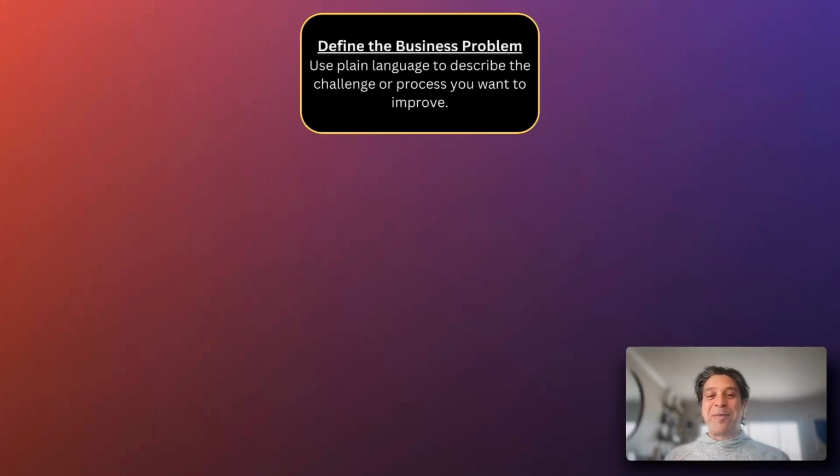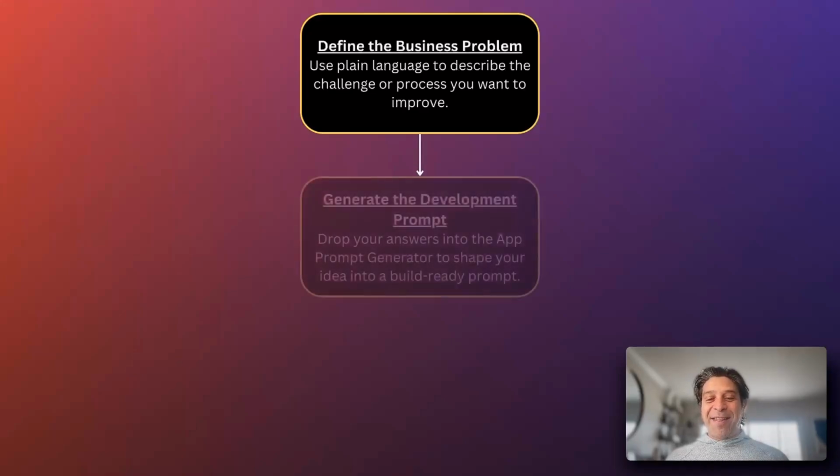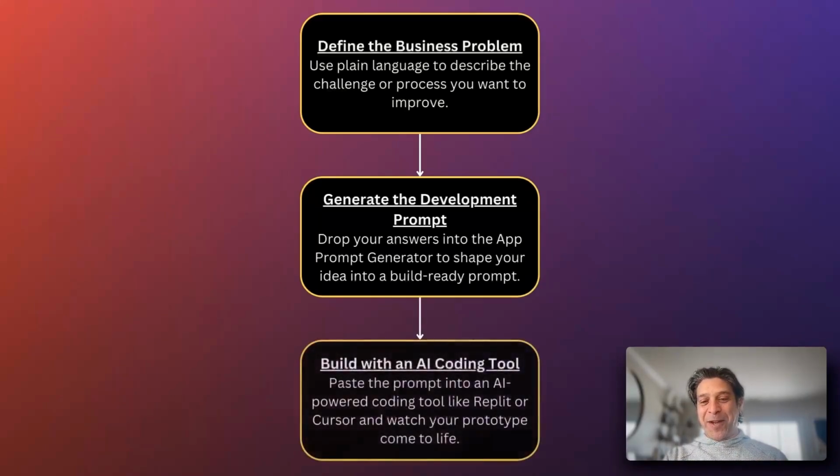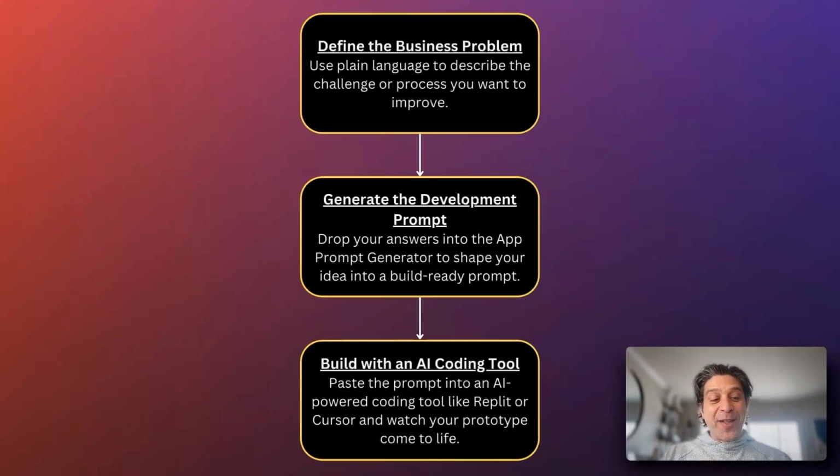So we're going to use plain language to articulate and define the business challenge. We're then going to take the information and feed it into AI using the app prompt generator in the Viable Edge Creative Solution Builder Kit. And then we'll come out with another prompt that can be plugged into an AI coding tool like Cursor. So let's get right into it.